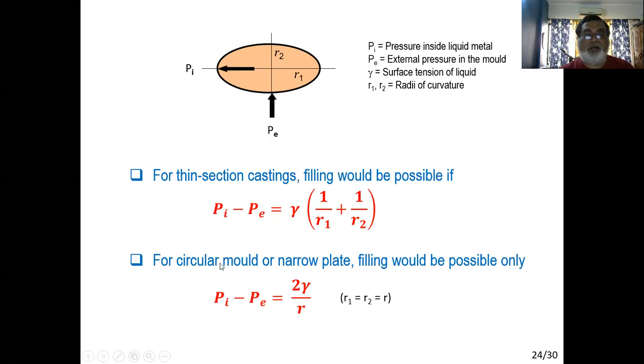If the mold is circular, that means R1 is equal to R2, and in that case, the formula is reduced to twice gamma by R, twice surface tension divided by radius. So this is the general formula of a narrow section channel through which liquid metal is trying to enter into the channel.